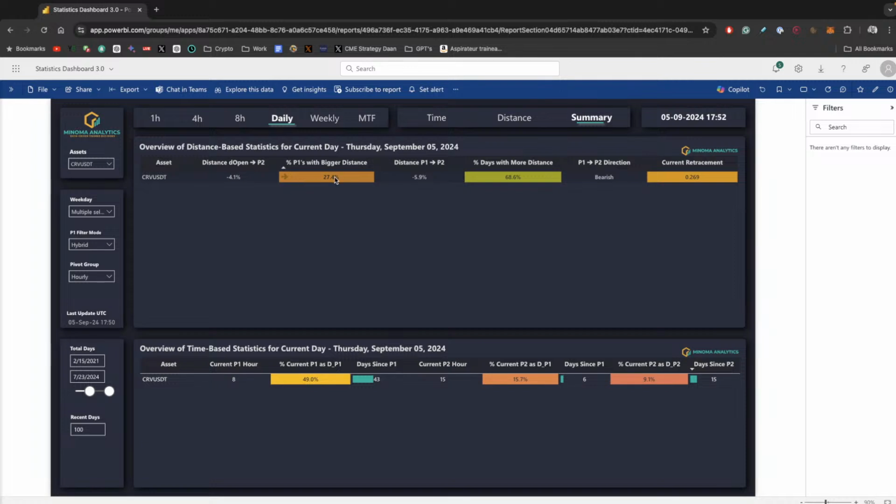68.6. Okay, that's better, but this one is not that convincing. And this P1 also doesn't look too convincing. Our 8. Actually, the current second pivot almost looks a little bit better.